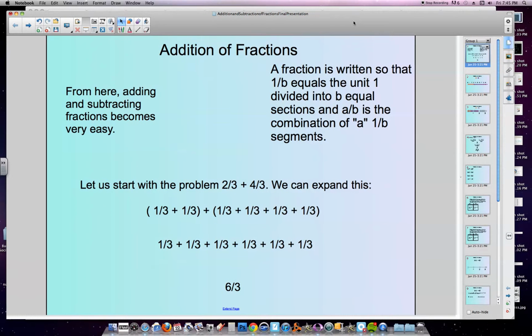Alright, in this video we're going to be talking about how to add fractions. If you have not watched some of the videos leading up to this about properties of fractions, it'd be highly recommended because some of this references previous videos.